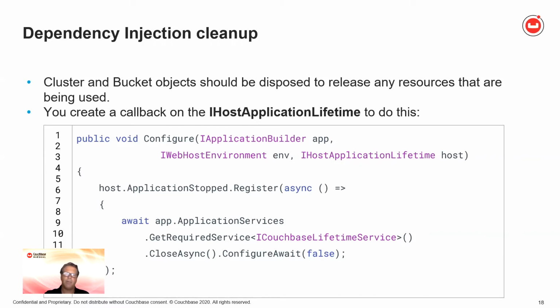host.ApplicationStopped.Register, and you provide a lambda. In this case, we do await app.ApplicationServices.GetRequiredService ICouchbaseLifetimeService .CloseAsync().ConfigureAwait. ICouchbaseLifetimeService has the method CloseAsync on it, which ties directly into ICluster.Dispose. When this is closed, it will dispose of the cluster object and then any underlying buckets that you've opened. You're going to want to do this when the application shuts down, so that's why we used ApplicationStopped.